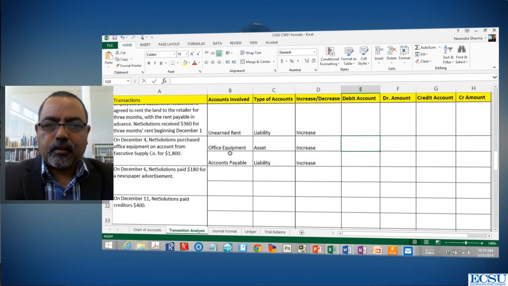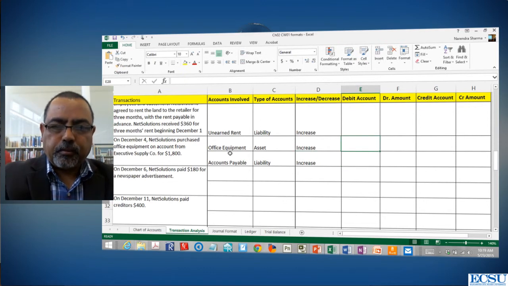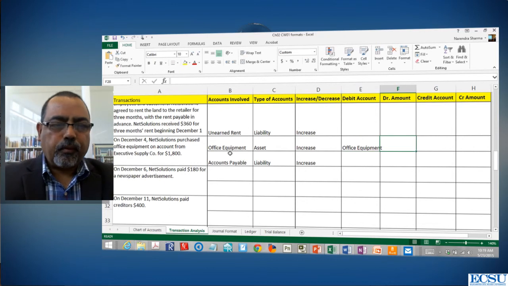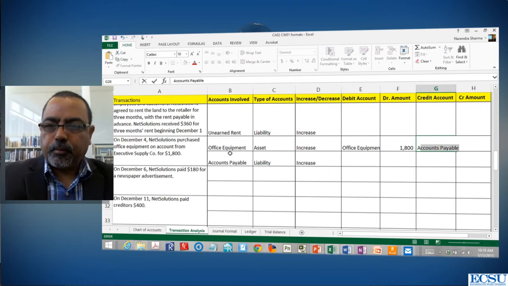What should be debited? Office equipment should be debited because it's an asset and it is increasing. According to the rule, when the assets increase, that should be debited with 1,800. And what should be credited? Of course, the accounts payable would be credited with 1,800.